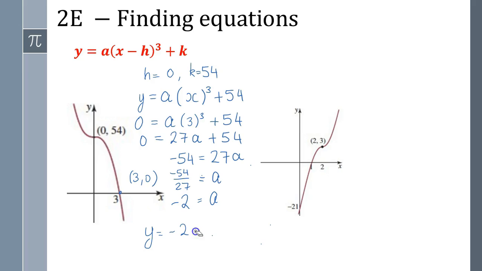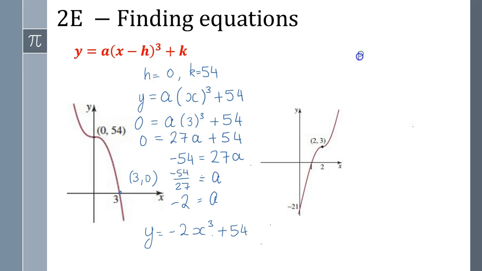Oh, I probably don't need the brackets. x cubed plus 54. Okay, that is in power function form. It's also an expanded form because there's no x coordinate there for the point of inflection. Let's try it with the next one.